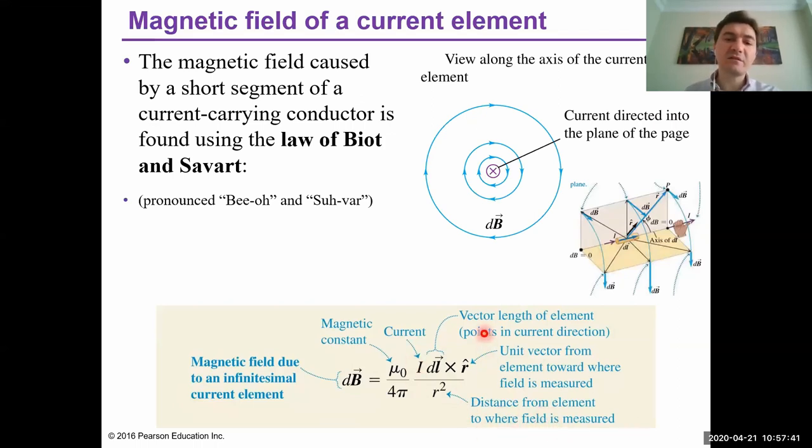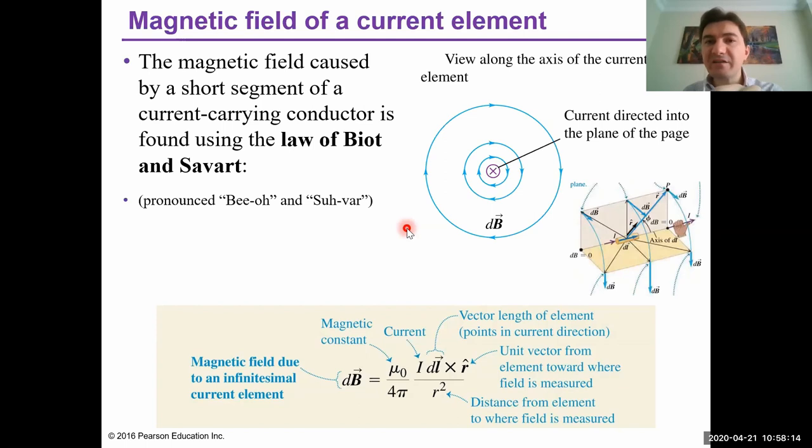So this formula is called the law of Biot-Savart. In Turkish we say Biot-Savart, but these are French scientists, so this is the French pronunciation, Biot-Savart. I think it is not so easy to pronounce like this, so you can pronounce the names as you wish.